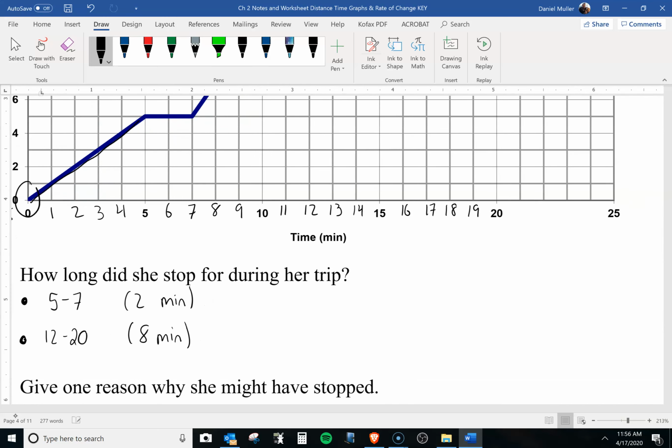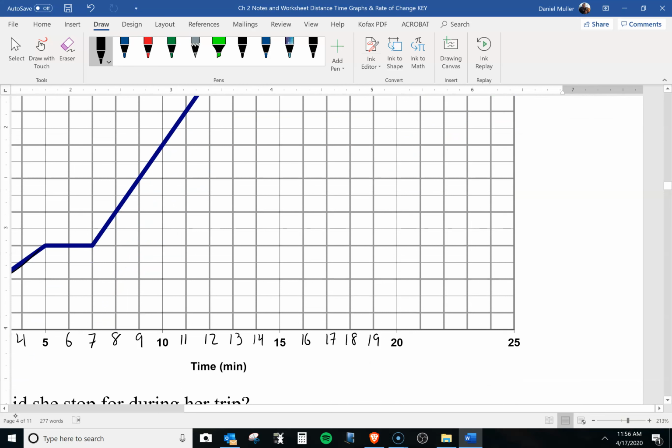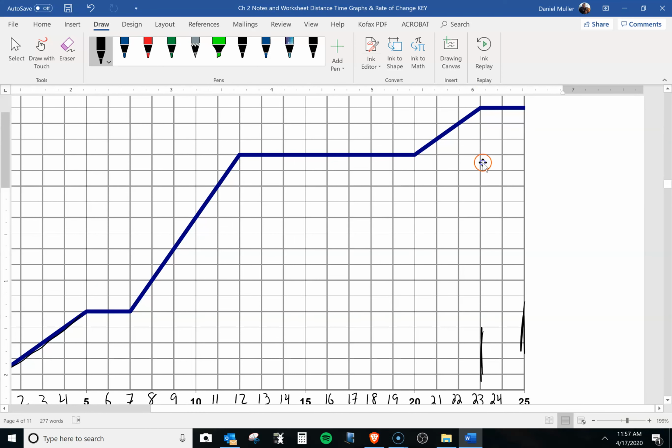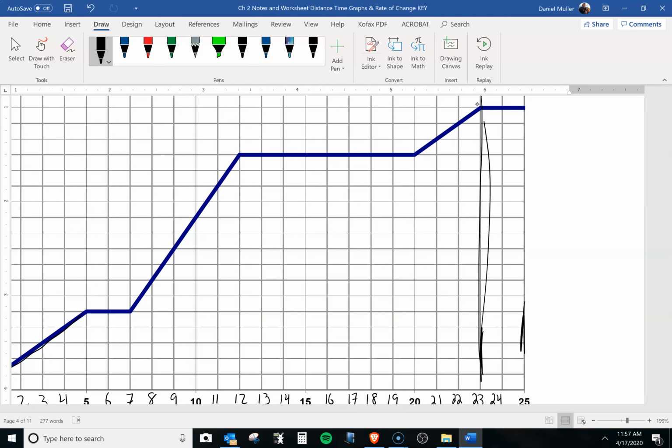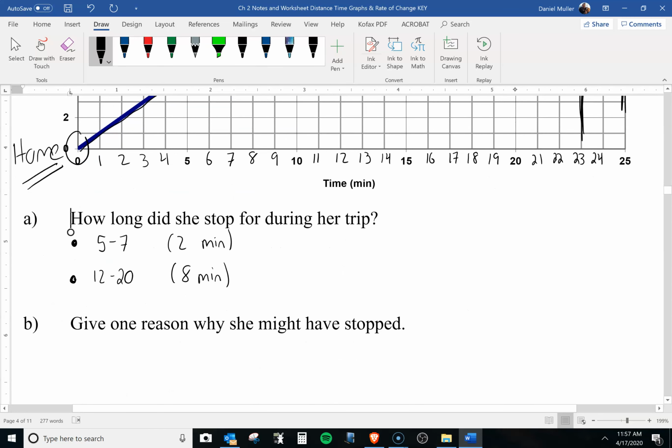And did we stop again? Is there a stop at the end? There is. So we do go all the way up here. So 21, 22, 23, and 24. And so the last ones here are where we stopped for the last time on our trip. So 23 to 25 was our last stop, which was a total of 2 minutes.